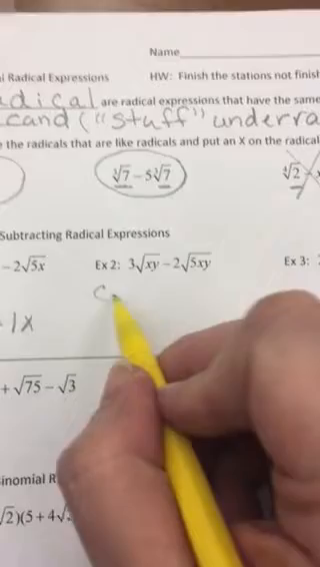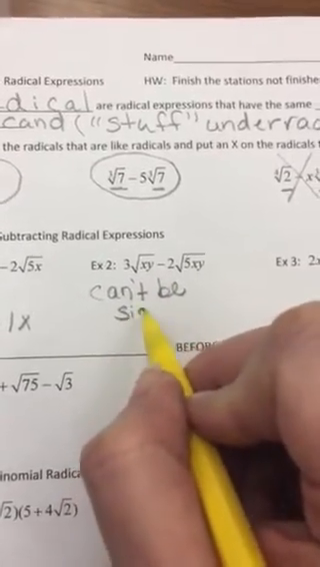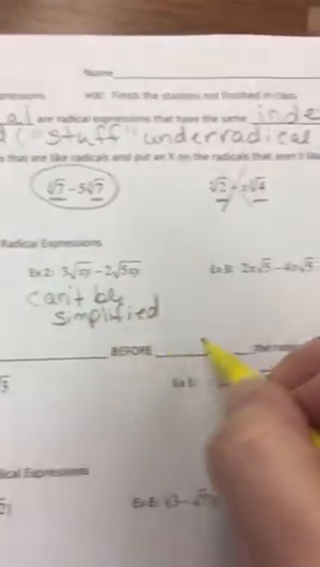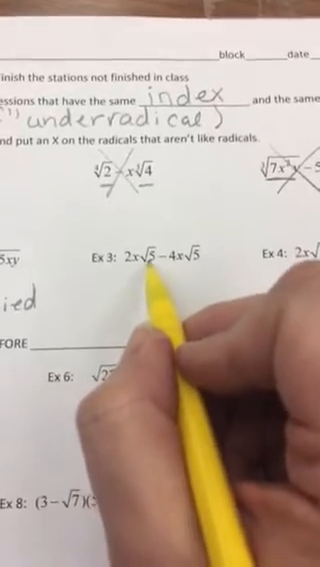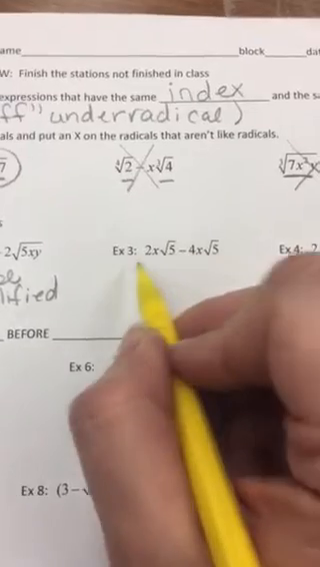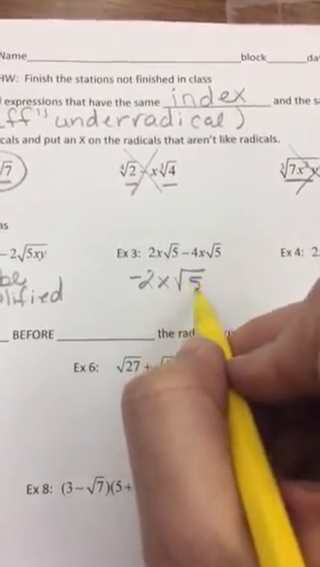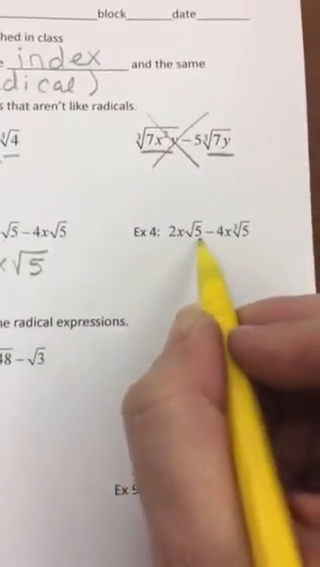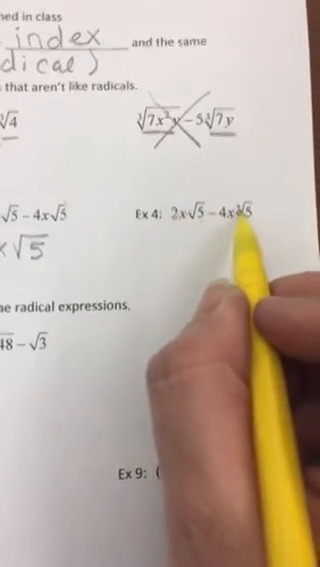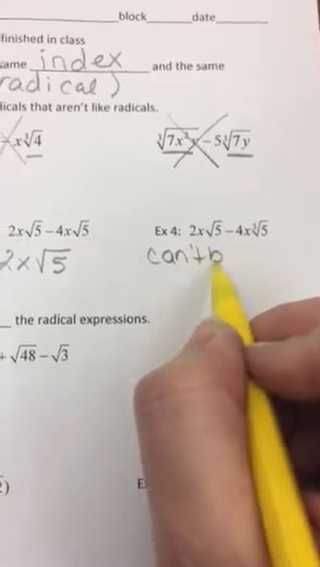Looking at example 2, this can't be simplified because my radicands are different. I have the same indexes, I have the same radicands, so I can say 2x minus 4x, and I'm going to get a negative 2x, square root of 5. And I don't have the same indexes, because that has an understood 2, and that's a 3, so this one also can't be simplified.